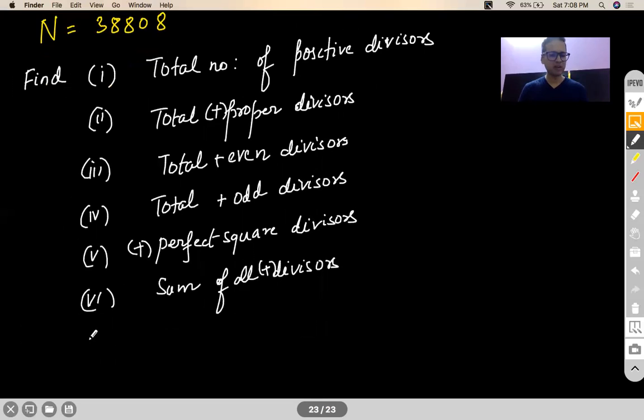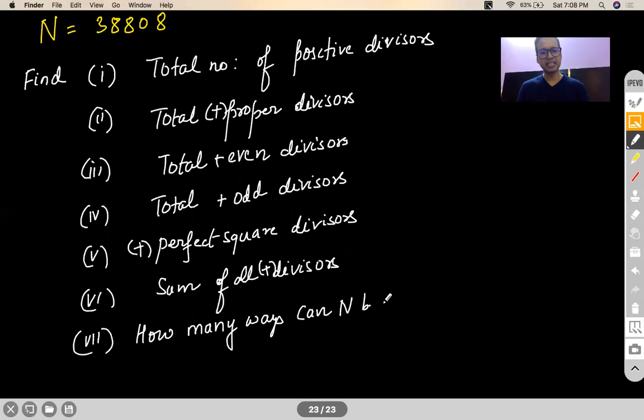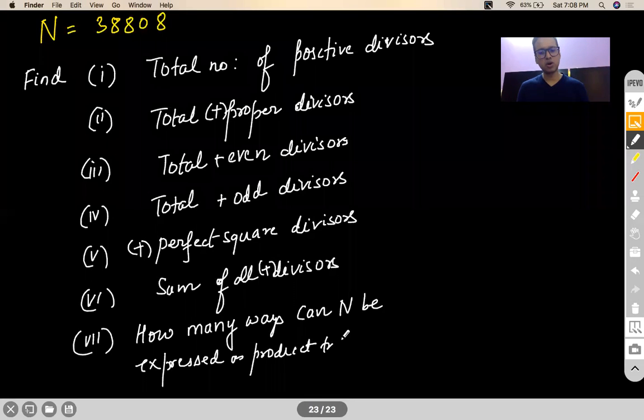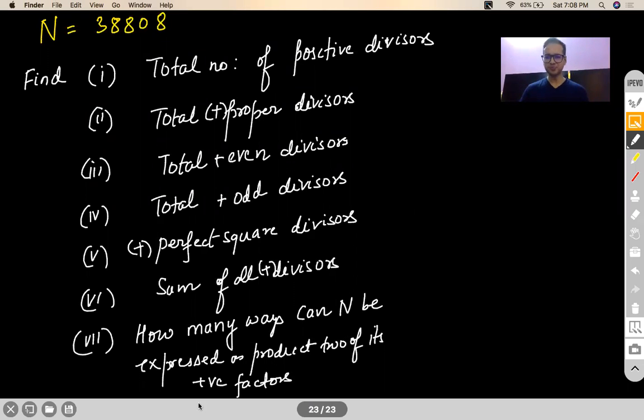And one more thing I'll add over here. 7th part. In how many ways can n be expressed as a product of two of its divisors? Expressed as a product of two of its positive factors. 7th part of the question.